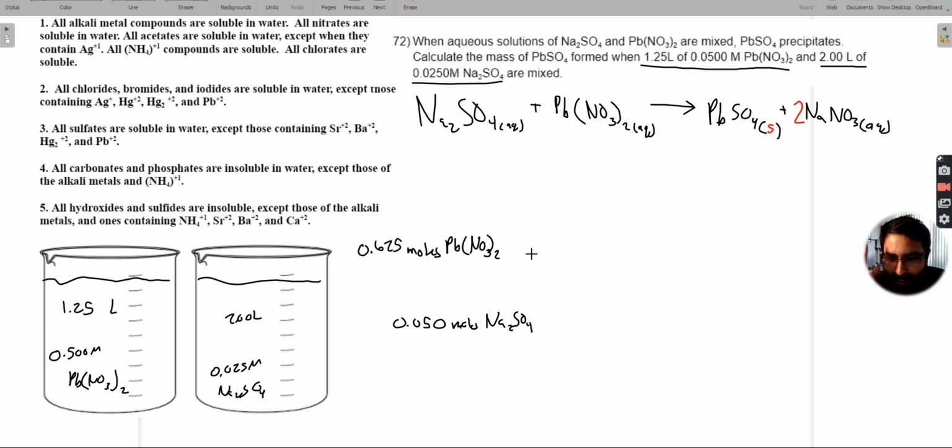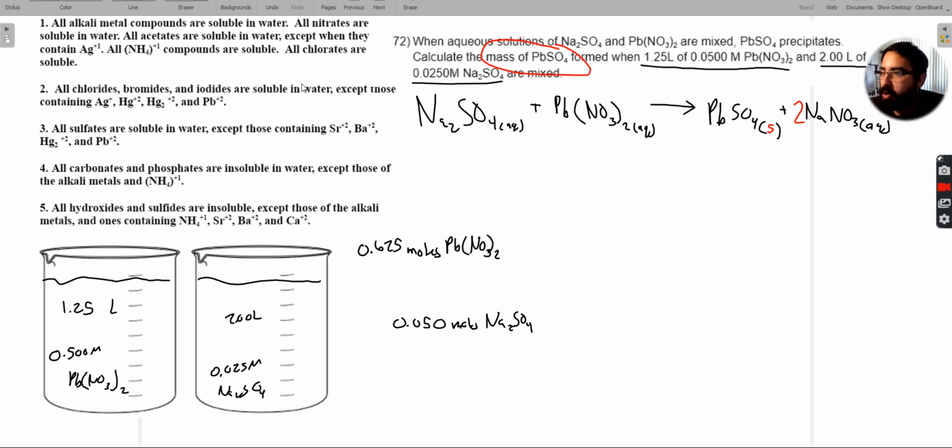Anyways, once we're at moles, we can then determine anything. We can find what we want. We want to find the mass of PbSO4. So when we're looking for mass, we are looking for grams of PbSO4. So we got PbNO3, we got moles of this, so we can go to grams of this. So let's go ahead and do that.